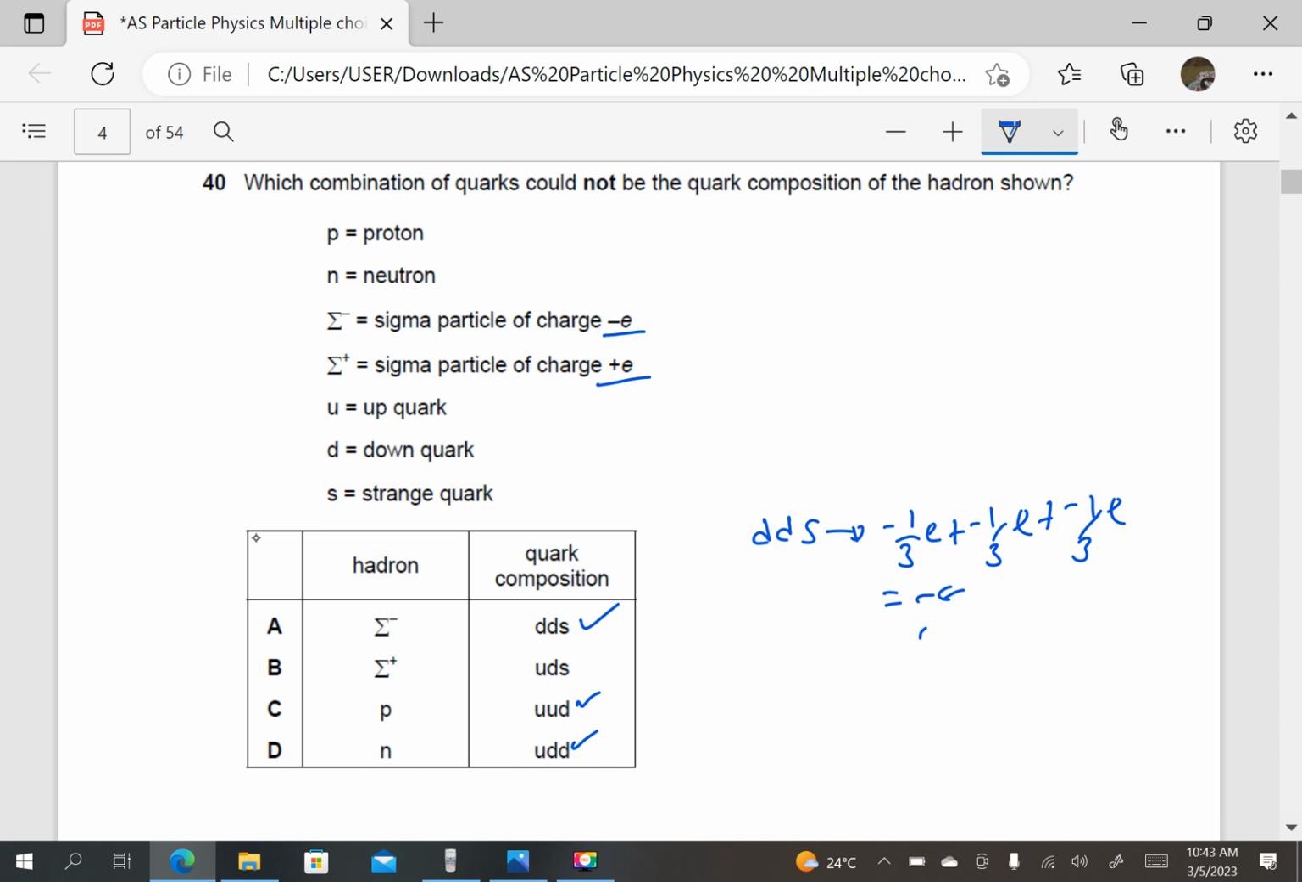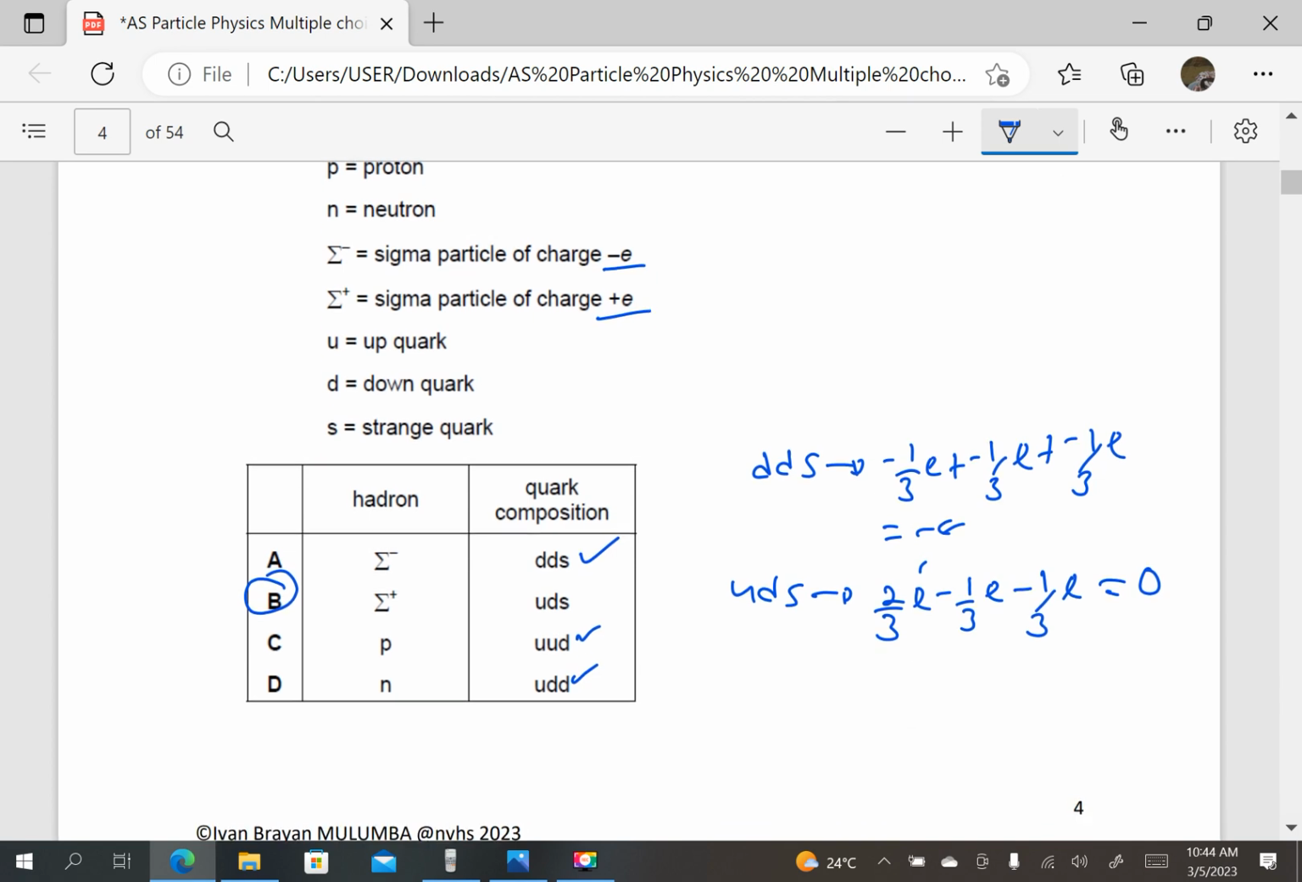So most likely the one that is not correct is going to be the other one. Let's check. Up, down, strange. An up quark has a charge of 2 over 3 e. Then down has negative 1 over 3 e, strange negative 1 over 3 e. And this gives you a total of 0. So that means the quark composition given for sigma plus is not correct. So our answer is D, because they said which one is not.